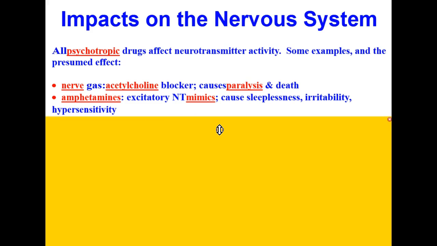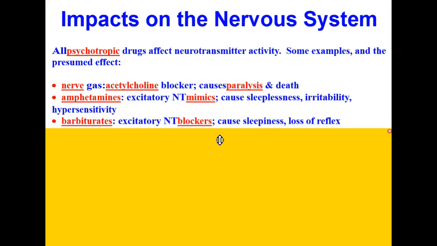Amphetamines are excitatory neurotransmitter mimics, and they can cause sleeplessness, irritability, and hypersensitivity. Anytime you see NT in this presentation, that stands for neurotransmitter.